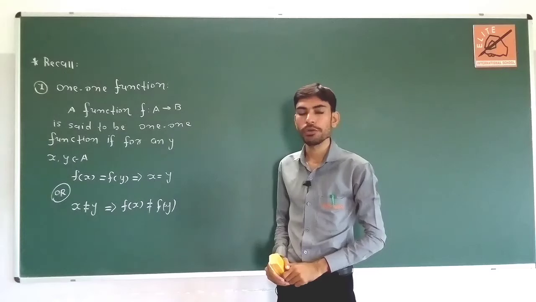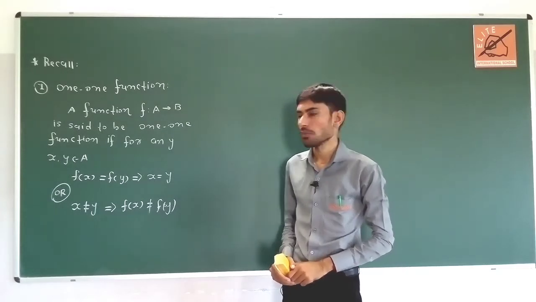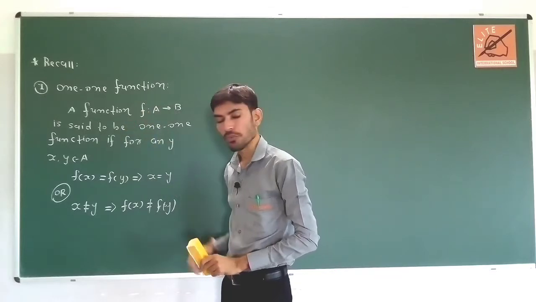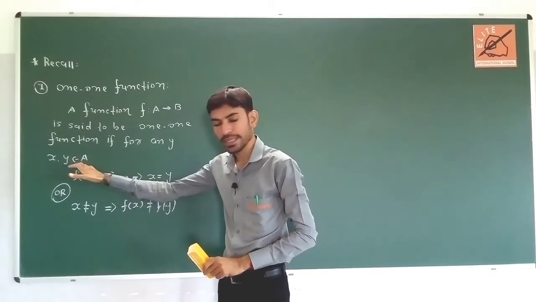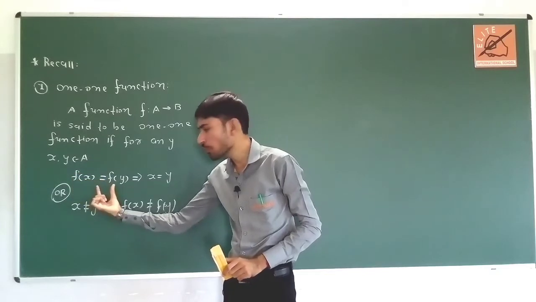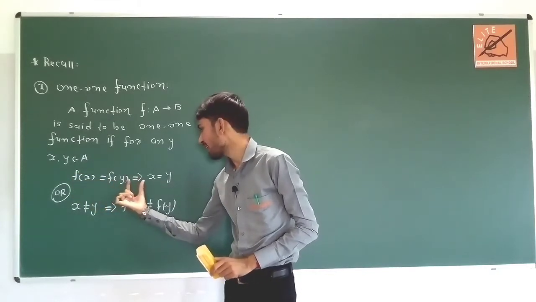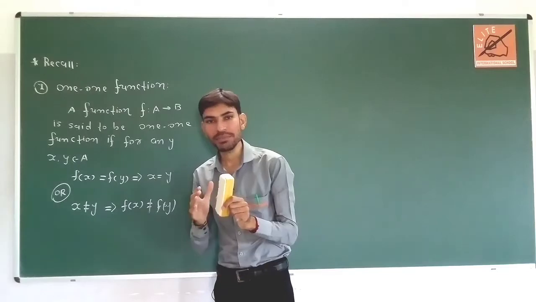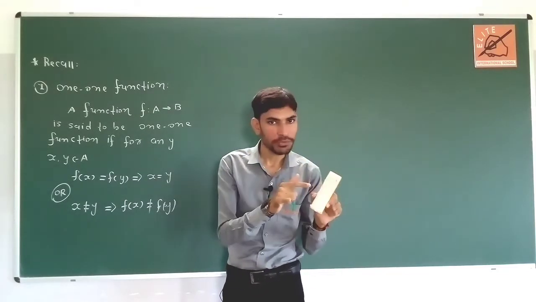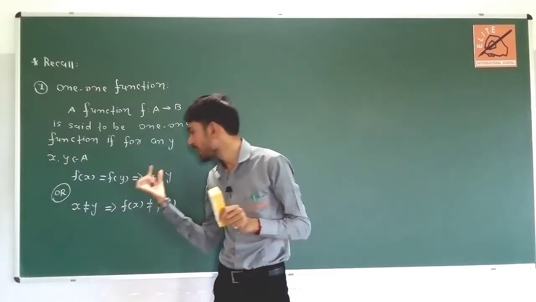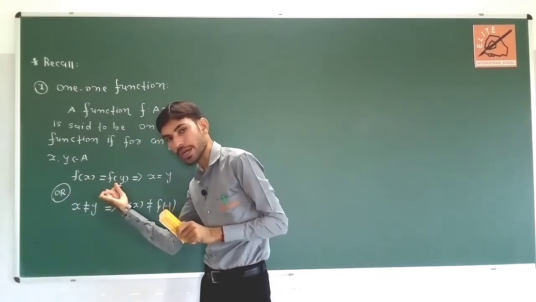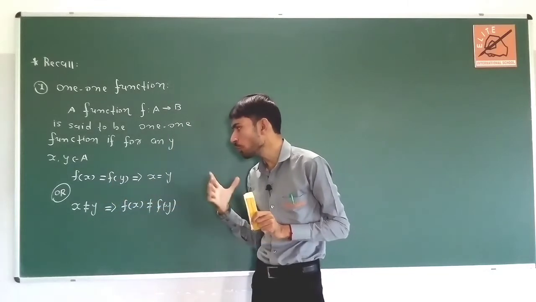As you know, we already discussed this in semester number 4. A function f from A to B is said to be one-one if for any x, y belongs to A, f of x is equal to f of y implies x is equal to y. That means if the image of element x and the image of element y are equal, then the elements are equal. Image of x is equal to image of y implies x is equal to y.